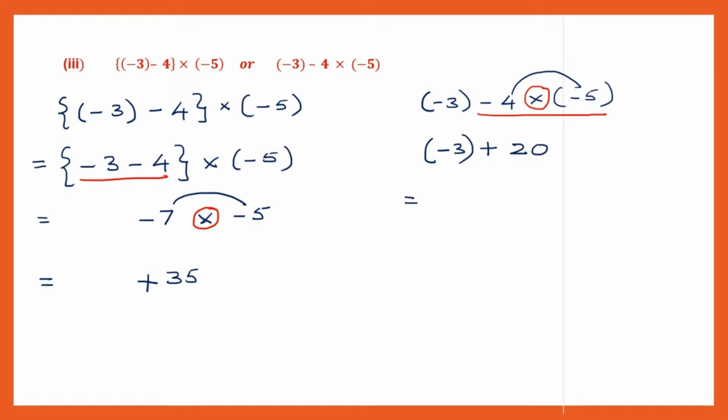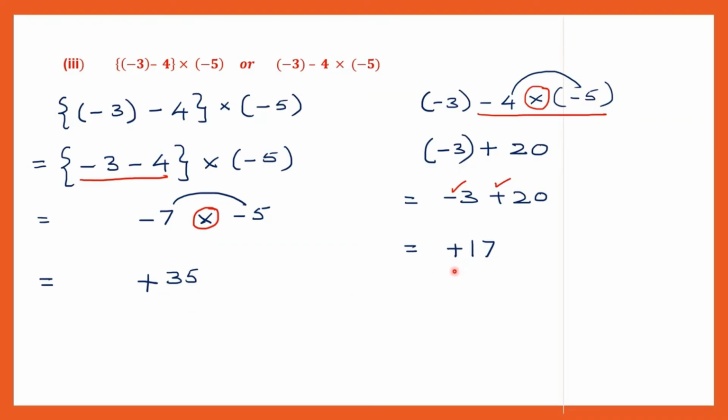Now let's open the brackets. Minus 3 plus 20. Here I use the rules of addition. So apply rules of addition which says when signs are different, minus and plus signs are different, put the sign of the bigger number and subtract. 20 minus 3. That's 17. So I've got plus 17. So you have to be careful when to apply the rules of multiplication and when to apply the rules of addition.